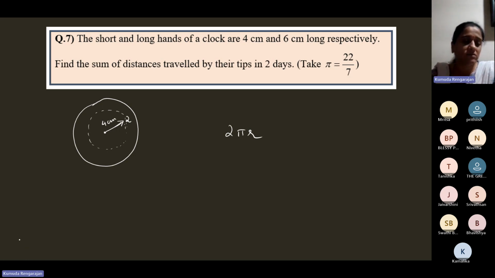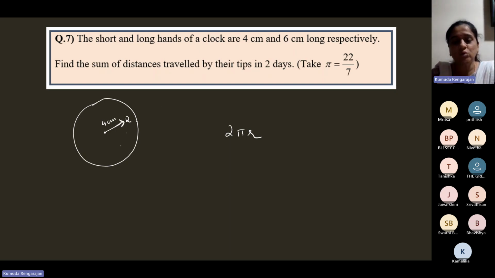Okay, now how long will the hour hand take to go one complete circle? No, I think I lost the track of my question. Sorry, that's why this. Okay, so I was here actually.